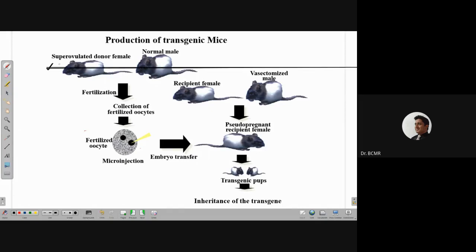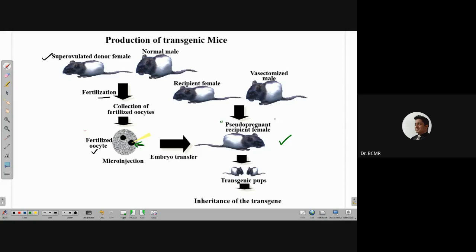So they superovulate a female, so that the female will produce multiple eggs, and then they allow mating with a normal male. Fertilization occurs, and then oocytes are generated. In the oocytes, as in the direct method, the DNA construct is directly delivered into the male pronucleus. Once those manipulated embryos are there, they are transferred into a pseudo pregnant recipient female.